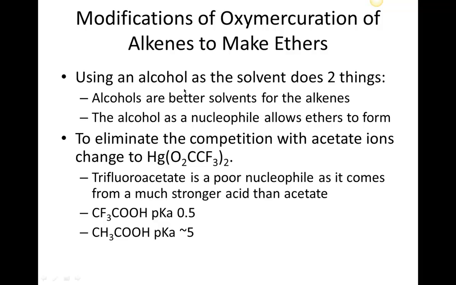So one of the things we're going to do is we're going to use an alcohol as a solvent, and that's going to be better for the alkene, and it's also going to be the nucleophile. And that's how we're going to get to an ether. The other thing we're going to do is we're going to get rid of the acetate anions, and we're going to change it to trifluoroacetate. Trifluoroacetic acid has a pK of about 0.5 as opposed to about 5, so it's a couple orders of magnitude more acidic, and that means the anion is less interested in being a nucleophile. So it's more like chloride ion. It's not impossible, it's just not that interested in being a nucleophile, and it's still resonance stabilized.